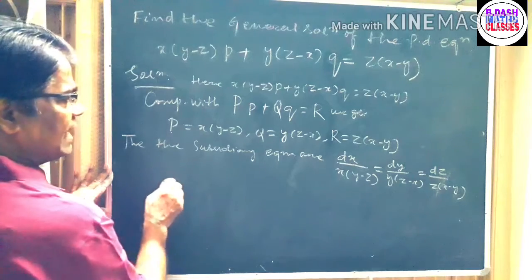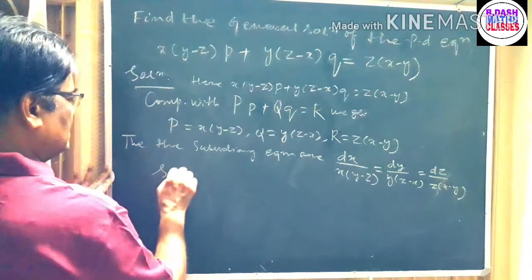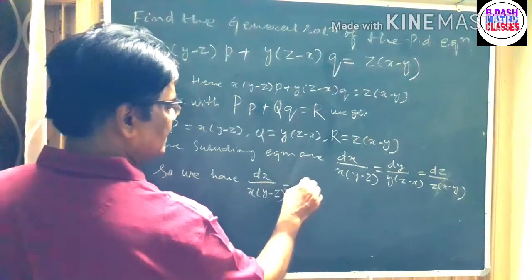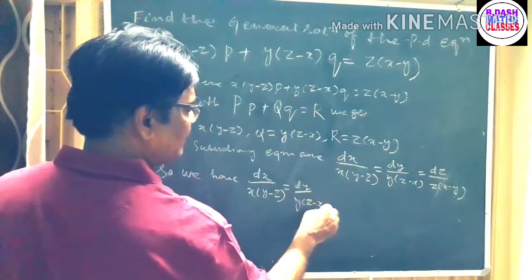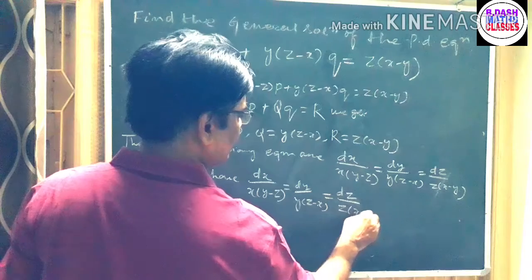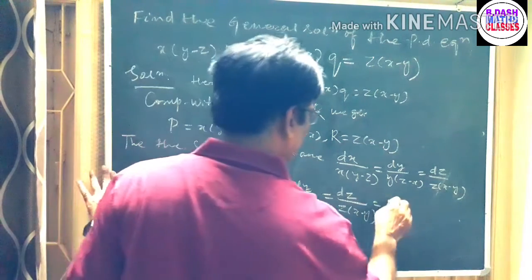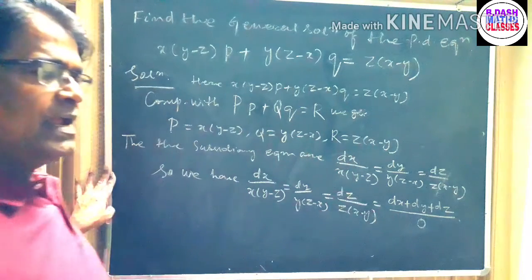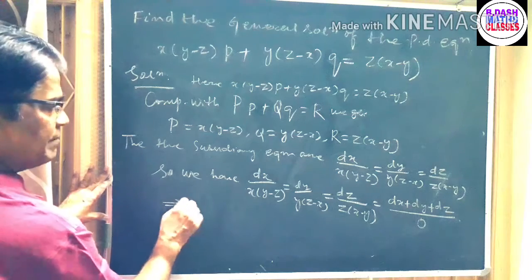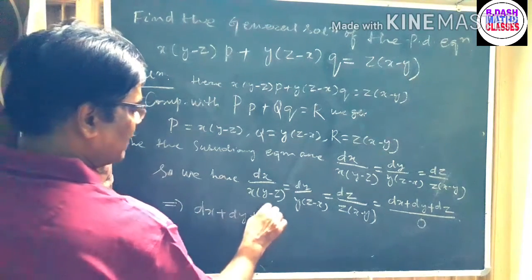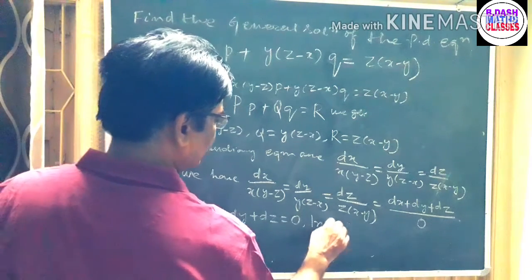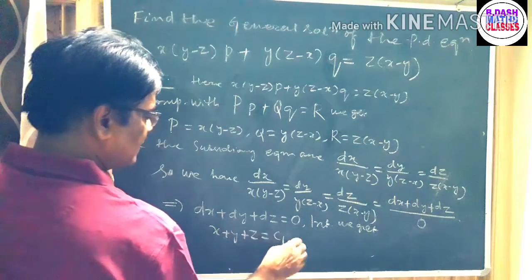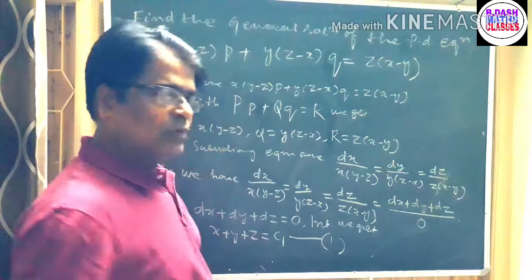So we can write, dx by x into y minus z is equal to dy by y into z minus x is equal to dz by z into x minus y is equal to dx plus dy plus dz by 0, taking 1, 1, 1 as a multiplier. Which implies dx plus dy plus dz is equal to 0. Integrating, we get x plus y plus z is equal to c1. So the first solution we have got.